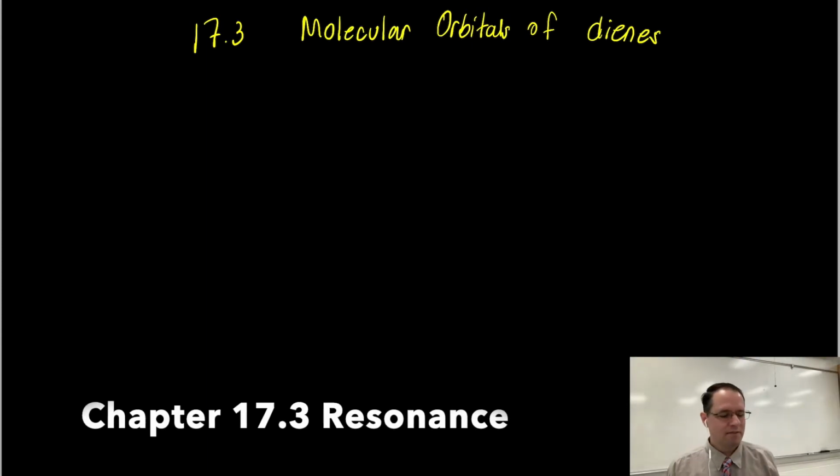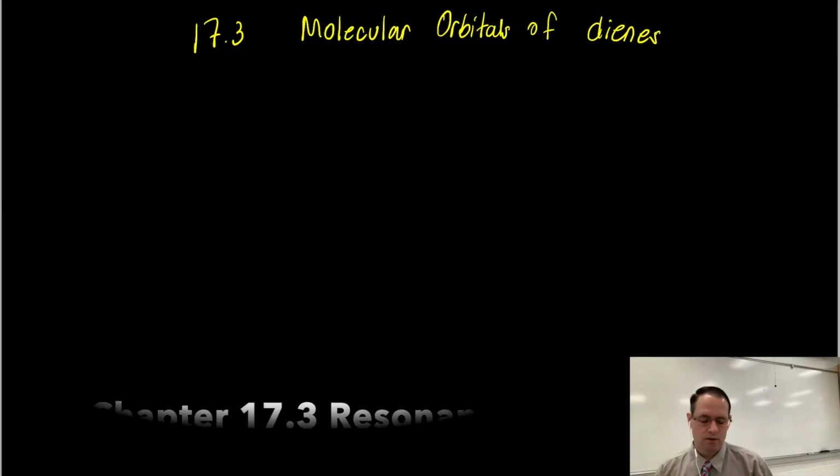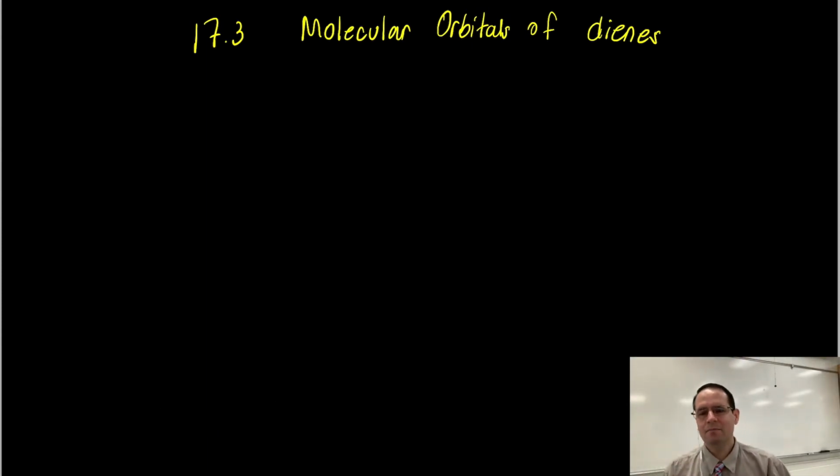All right, section 17.3 goes into the molecular orbitals of dienes. This is something I skip in my course when I teach organic chemistry. Now, if your instructor talks about the Frost circle and really goes into the molecular orbitals of benzene, they're going to want you to know this material. So read the textbook very closely, okay?